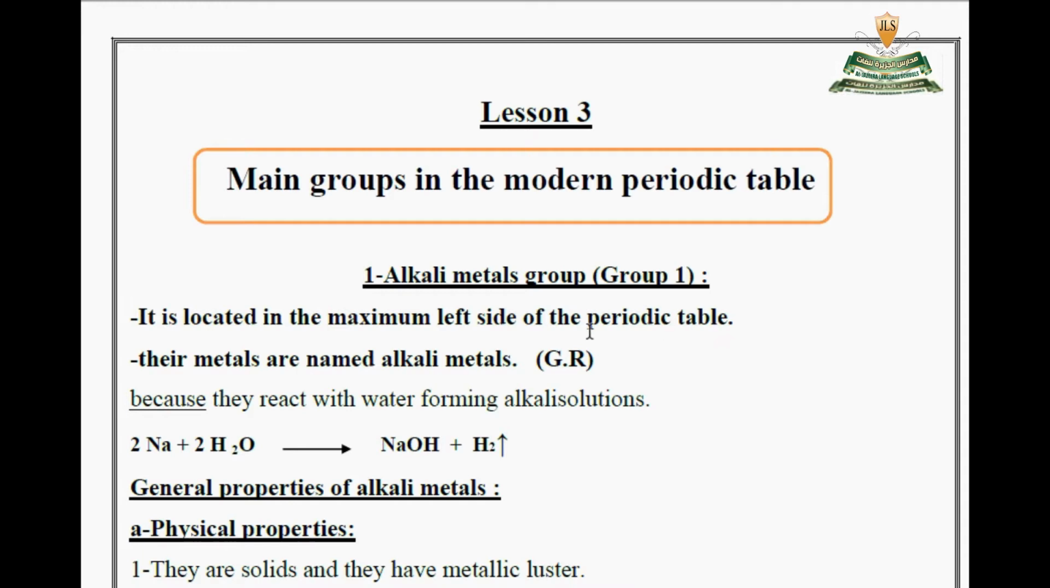Their metals are named alkali metals. Give reason why 1A group elements are called alkali metals: because they react with water forming an alkaline solution. So sodium plus H2O produces NaOH plus H2. H2 is hydrogen gas, which evolves with a pop sound or burns with a pop sound.